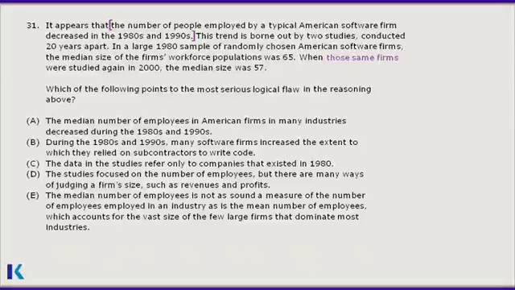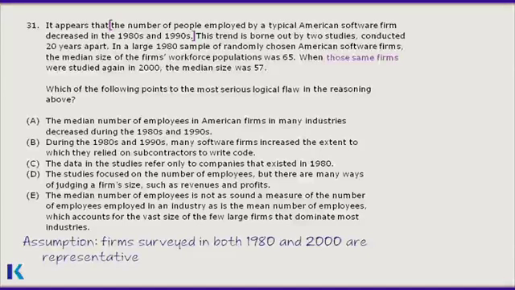This argument is flawed because the author assumes that the companies that were surveyed in 1980 and again in 2000 are representative of, quote, typical software firms. What about the hundreds, if not thousands, of software companies that opened after 1981? C articulates this flaw nicely. It's the correct answer, but let's check out the others for the record.